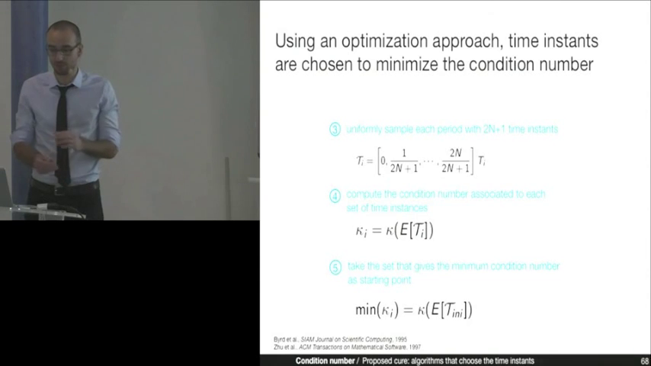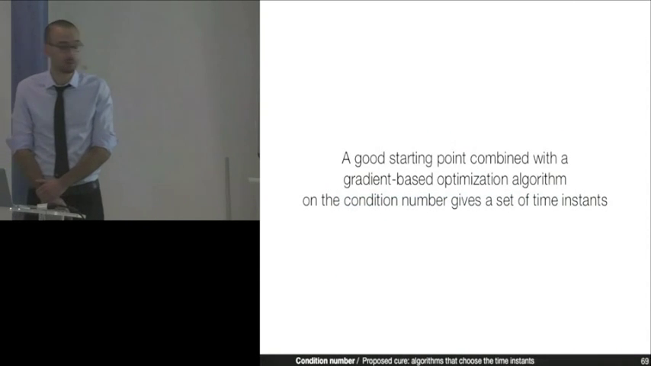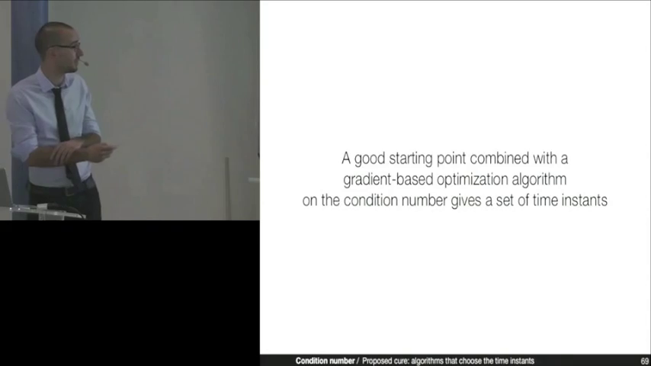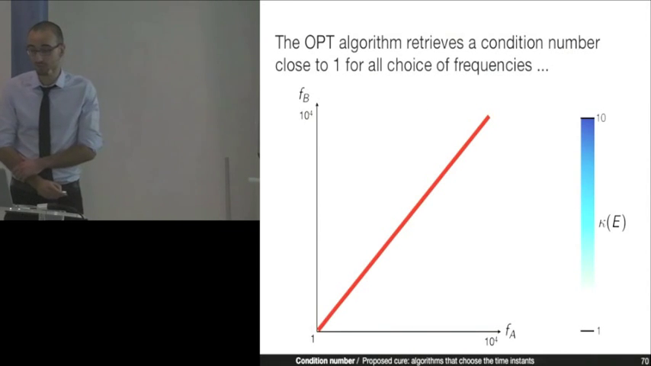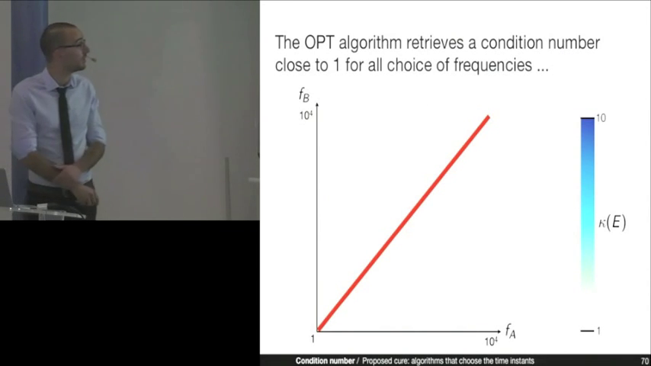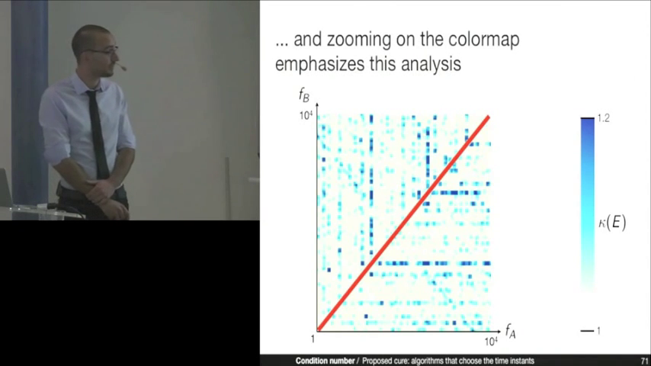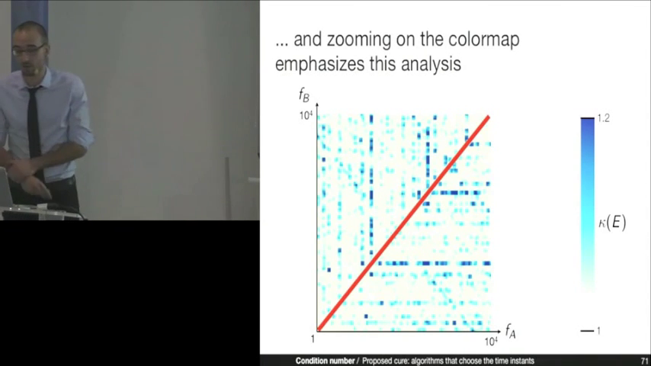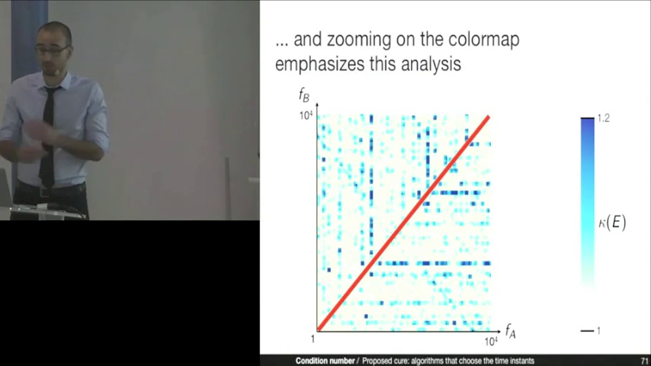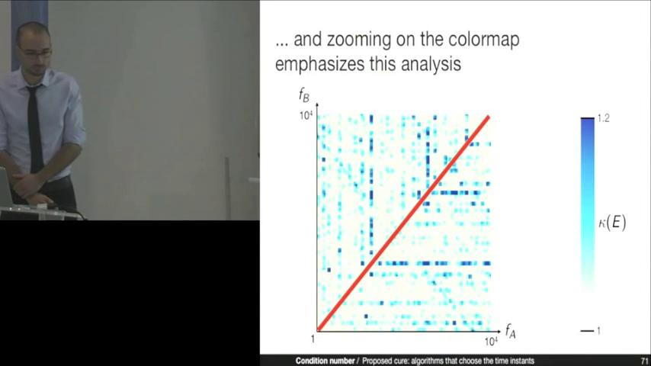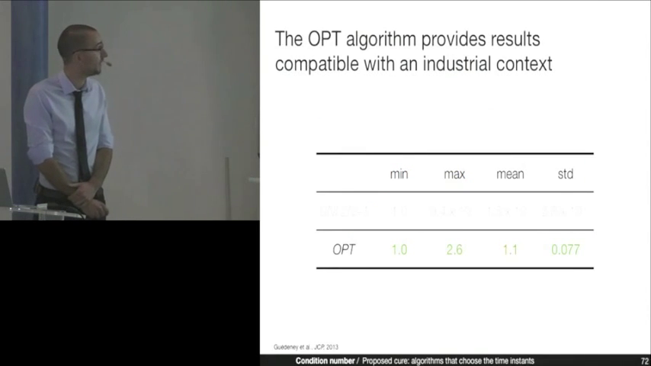So, to summarize, a good starting point combined with a gradient-based optimization algorithm on the condition number gives our set of time instants. And using this algorithm, we compute back the condition number. This is not a joke. Actually, all values are almost white. And zooming on the color map emphasizes this analysis. In fact, now the values are comprised between 1 and 1.2, which is a condition number that is compatible with any configuration.